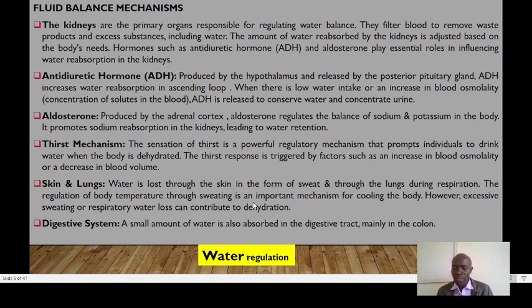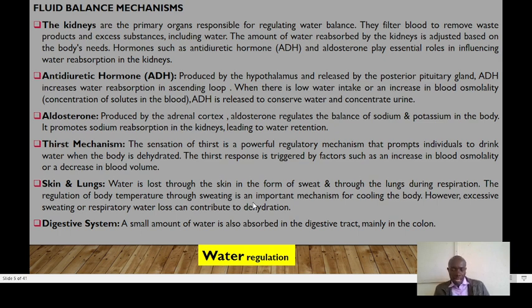Aldosterone, on the other hand, is produced by the adrenal cortex. Okay, adrenal cortex, specifically the zona glomerulosa. So, the aldosterone in this case will regulate the balance of sodium and potassium in the body, and it promotes sodium reabsorption in the kidneys, leading to water retention. Remember, wherever sodium goes, water will follow. So, if you reabsorb sodium, it means you're going to retain more water.